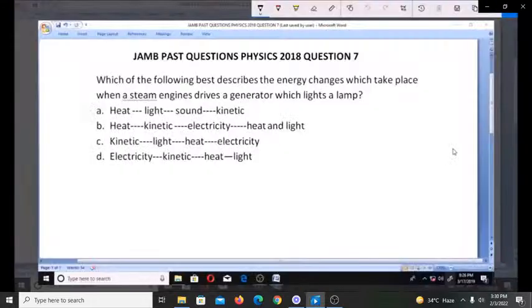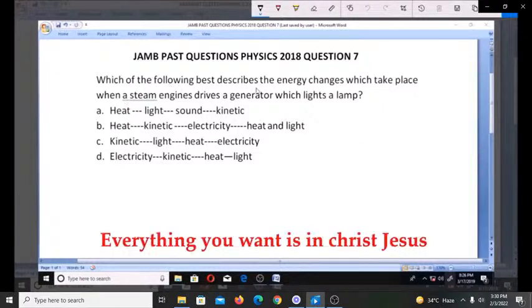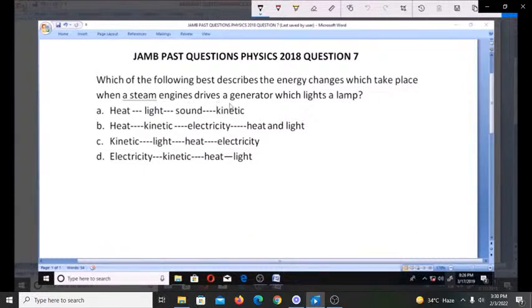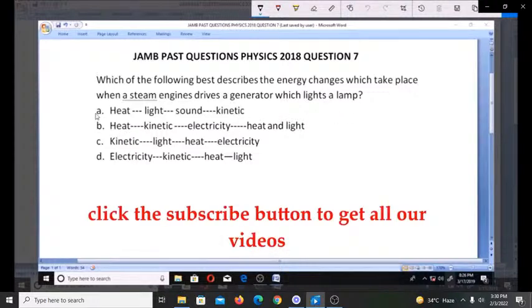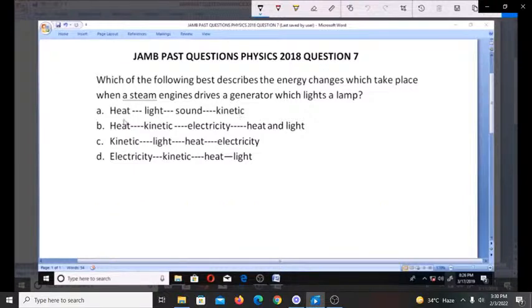So welcome. Let's start with this JAMB past question, Physics 2018, question number 7. Which of the following best describes the energy changes which take place when a steam engine drives a generator which lights a lamp? A. Heat to light to sound to kinetic.